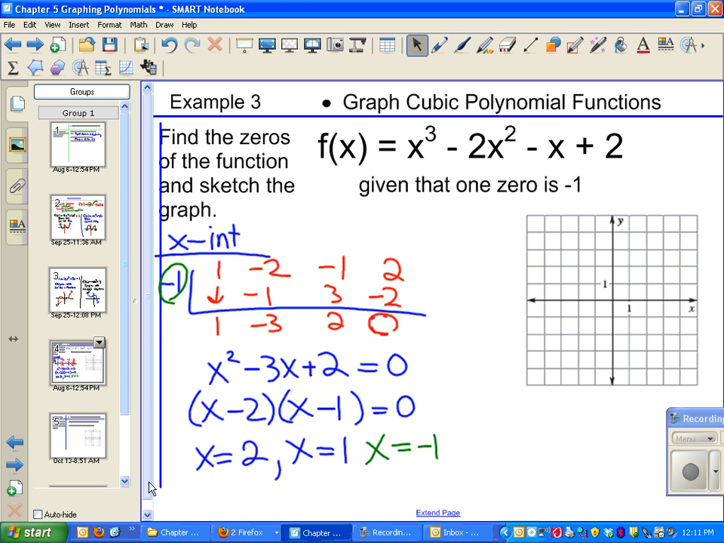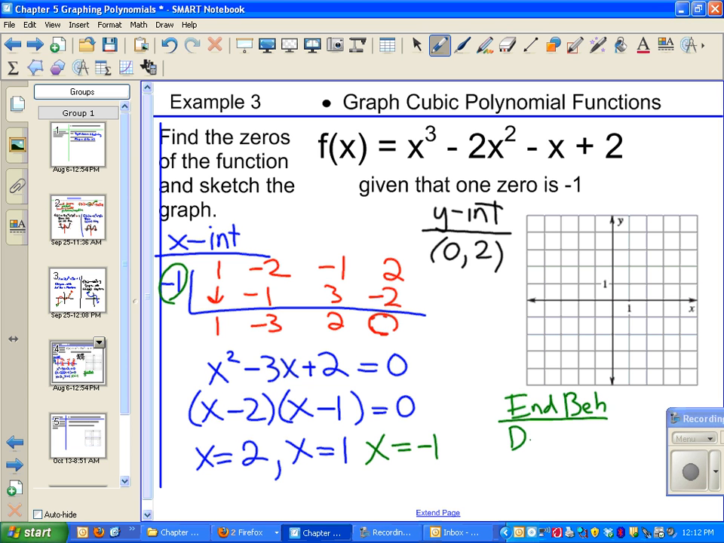My y-intercept, remember I'm going to plug in 0 for x. So I get 0 cubed minus 2 times 0 squared minus 0 plus 2. So my y-intercept, when I plug in 0, I get 2. And then I want to look at my end behavior. And then I'll put it all together and sketch the graph.